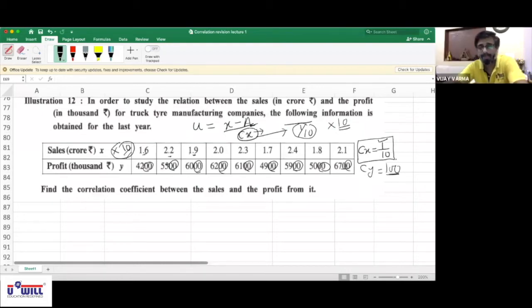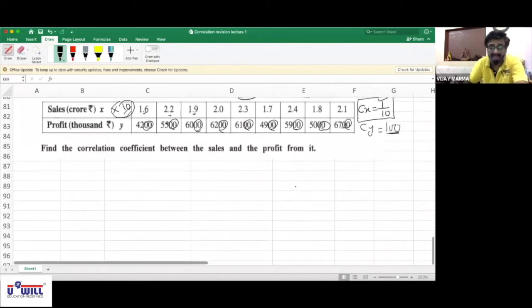Yes. Okay. Now the question asks this, find the correlation coefficient between the sales and the profit from it. So very first of all of you note down the values of x and y.